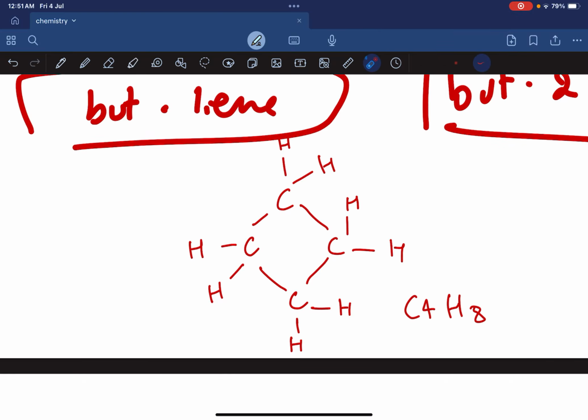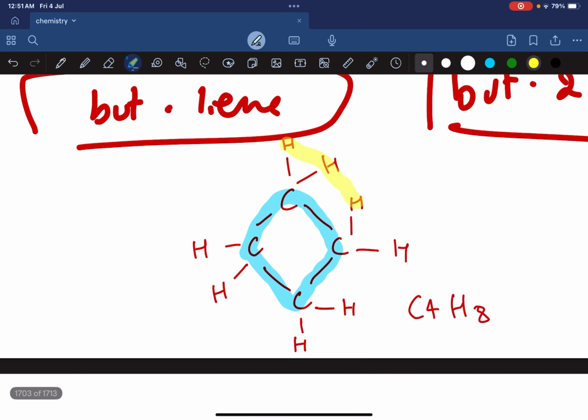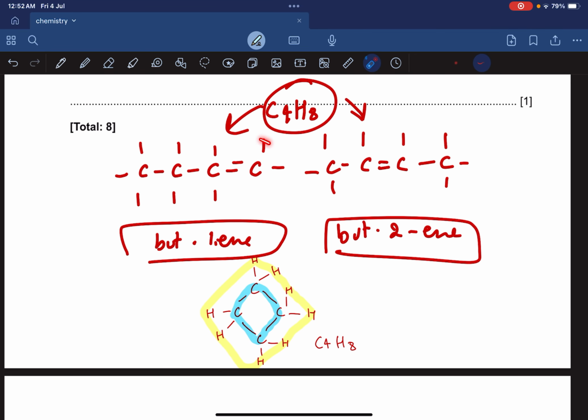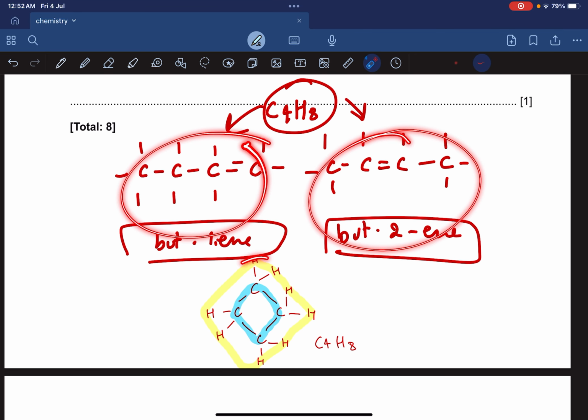This is an alkane and it has the formula C4H8. There are 4 carbons in there, 8 hydrogens in total, okay? Just count them and you're going to find 8 hydrogens and 4 carbons, okay? So now I have 3 unbranched isomers that have the formula C4H8.